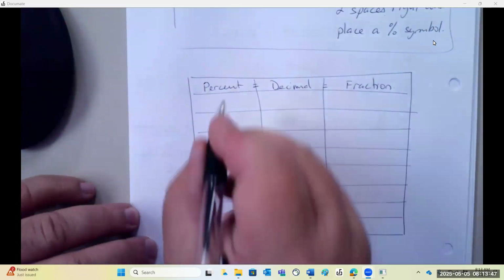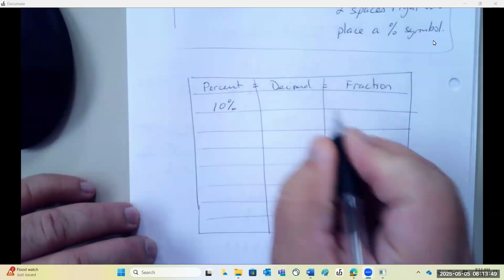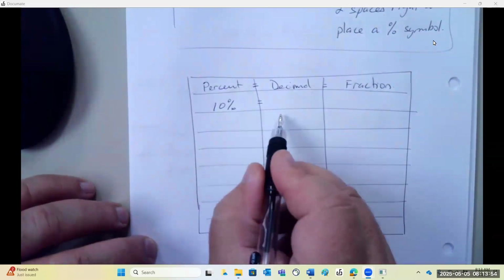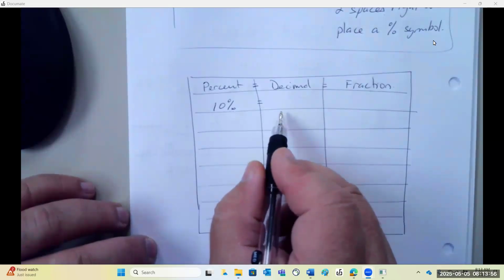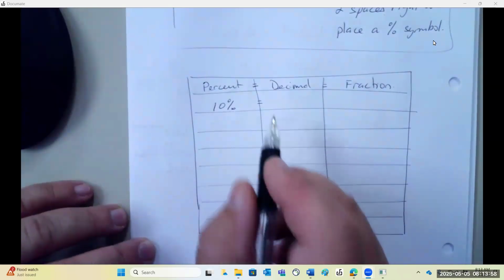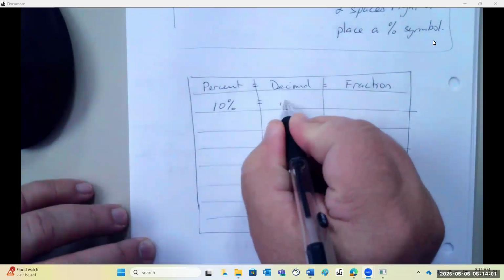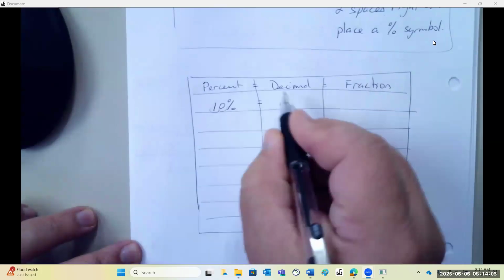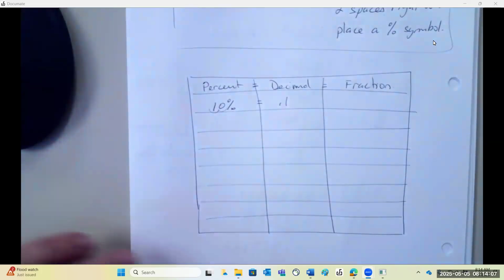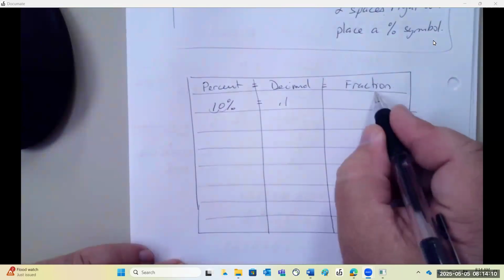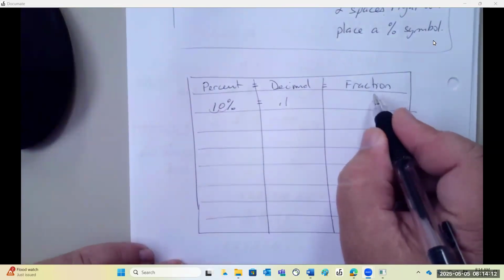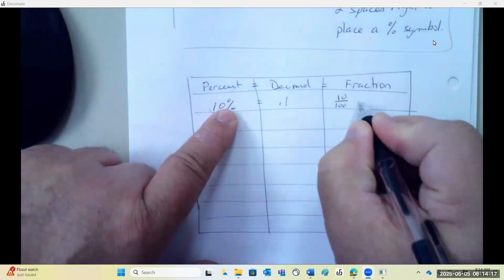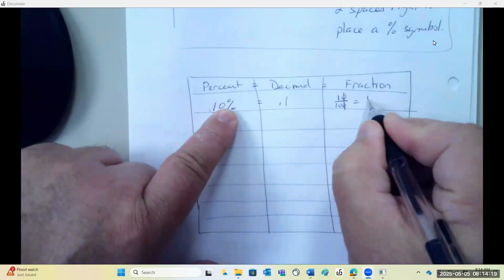For example, if I give you 10%, what would that be in decimal? So we're going from percent to decimal. What do we do there? Very good. So drop the percent, so it's not 0.01, because it's 1, 2, so it's 0.1. What would it be in fraction? Yeah, it's 10. The percent symbol means over 100. So those cancel. So we have 1 over 10.